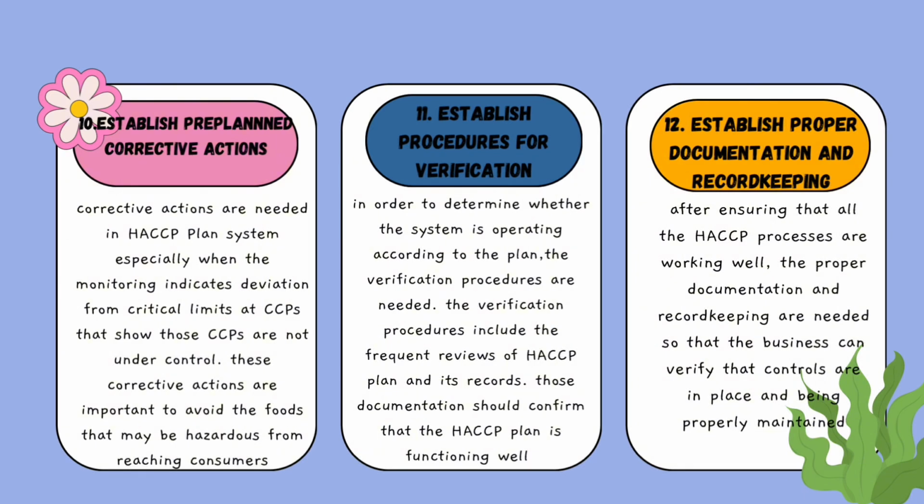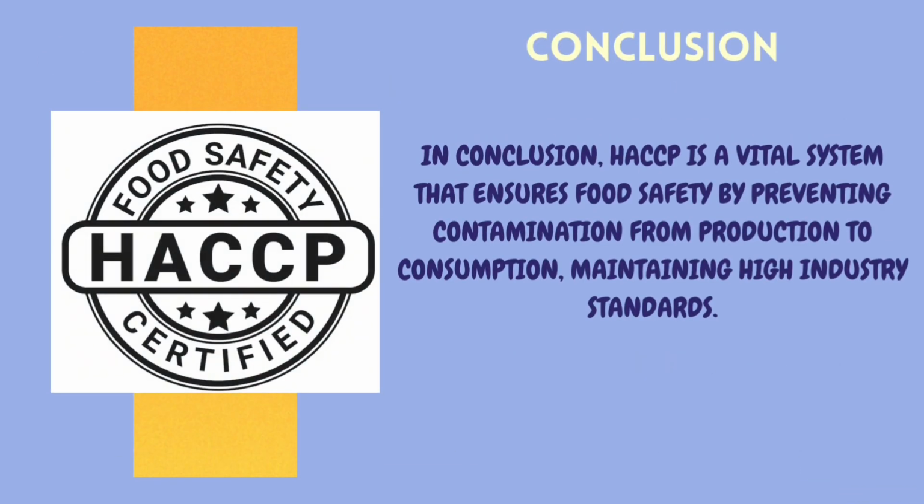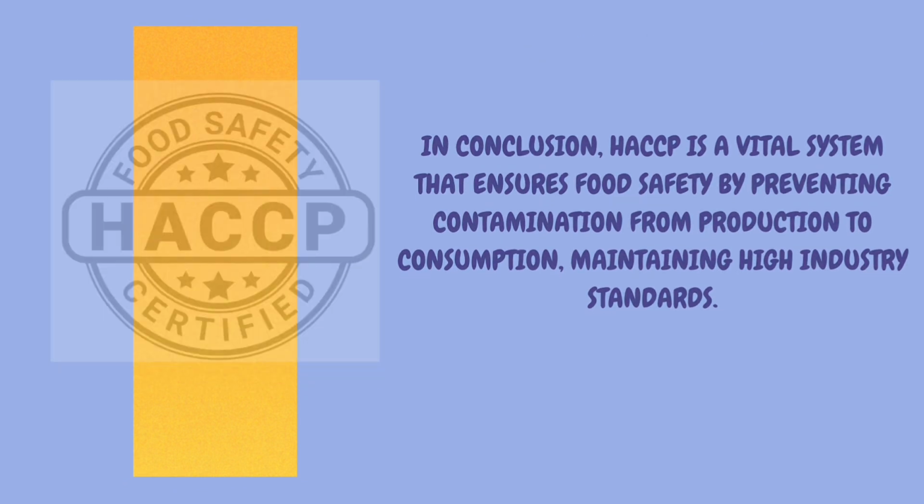The last step is establish proper documentation and record keeping. After ensuring that all the HACCP processes are working well, proper documentation and record keeping are needed so that the business can verify that controls are in place and being properly maintained. In conclusion, HACCP is a vital system that ensures food safety by preventing contamination from production to consumption, maintaining high industry standards.